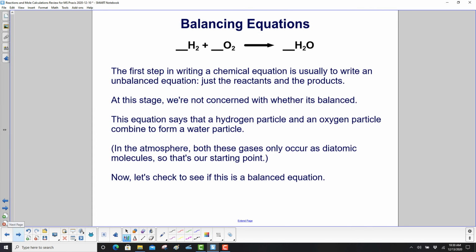The first step in writing a chemical equation is usually to write an unbalanced equation, just the reactants and the products. At this stage, we're not concerned with whether it is balanced or not. This equation says that a hydrogen particle and an oxygen particle combine to form a water particle. In the atmosphere, both these gases only occur as diatomic molecules, so that's our starting point. That's why you have those 2's there. Now let's check to see if this is a balanced equation.